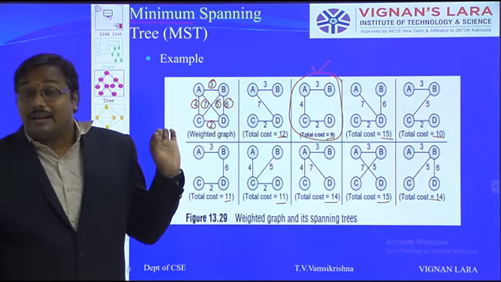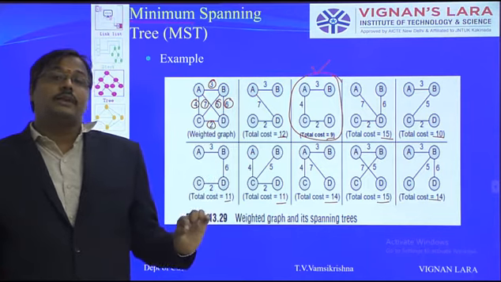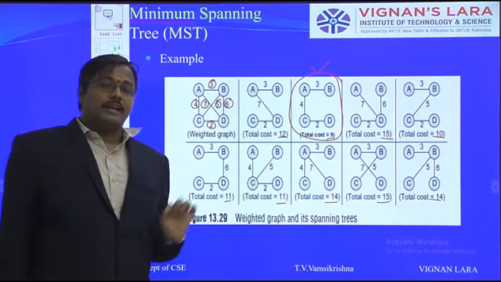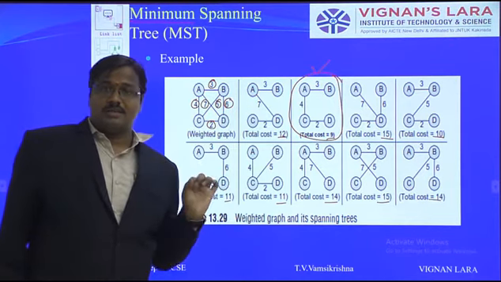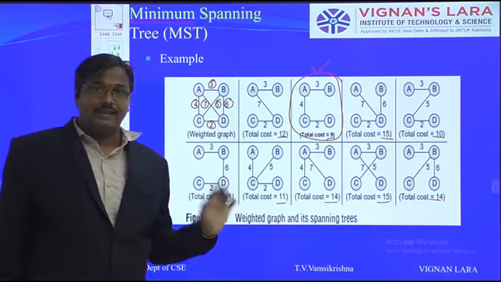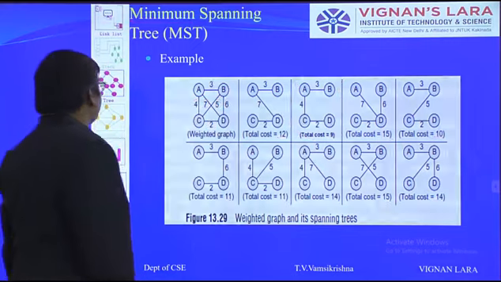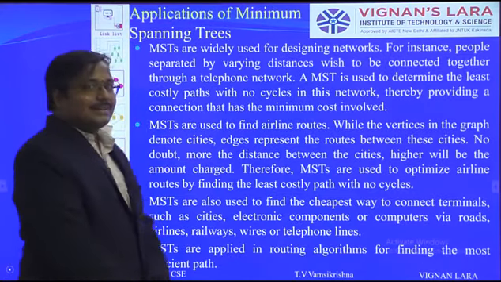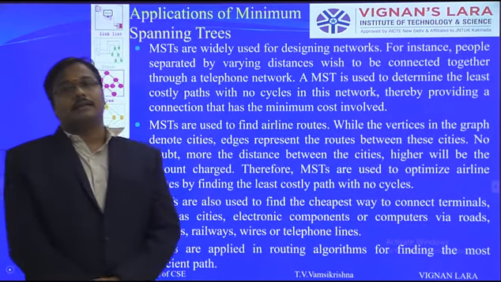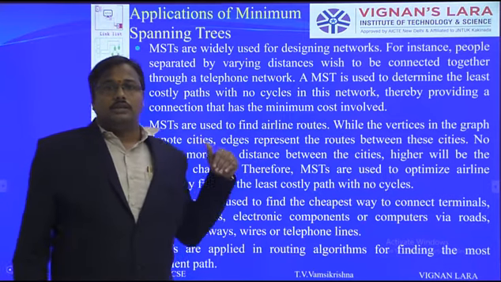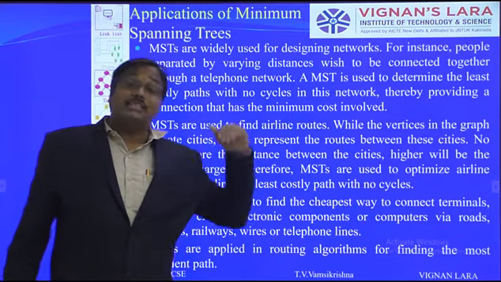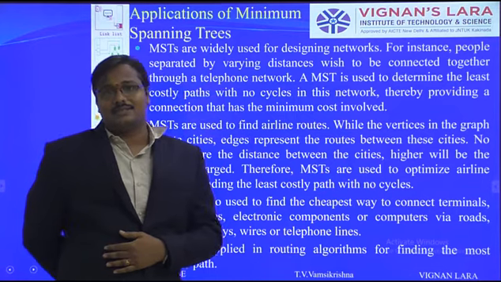Only n minus 1 edges are considered. For a graph having n number of vertices, only n minus 1 edges are considered. So this is about the minimal spanning tree. So what are the applications of the minimal spanning tree? Here a few applications are matched with real-time graph applications.